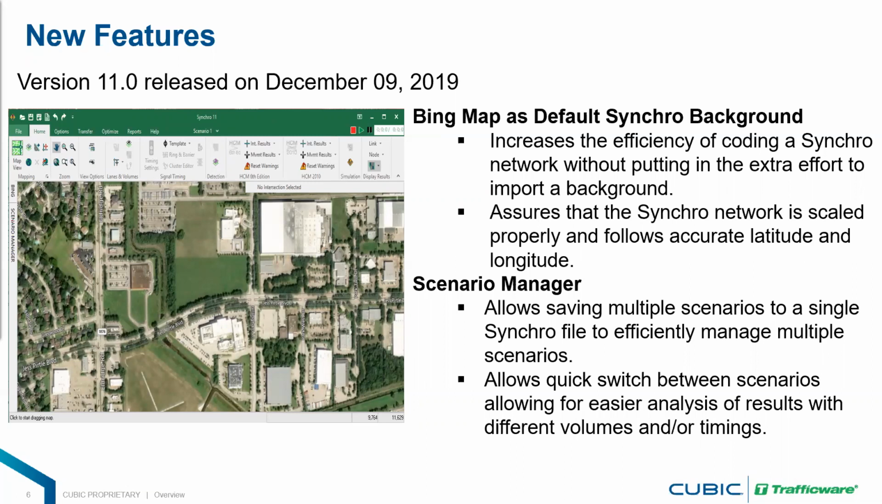Now in version 11, Bing Maps is the default Synchro background, which increases the efficiency of coding a Synchro network without putting extra effort into importing the background image. It also assures that the Synchro network is scaled properly and follows the accurate latitude and longitude.